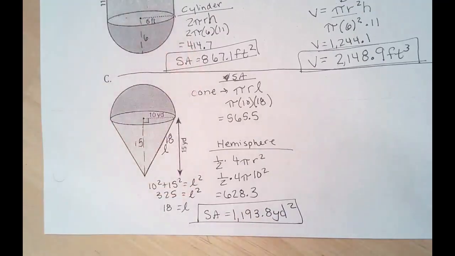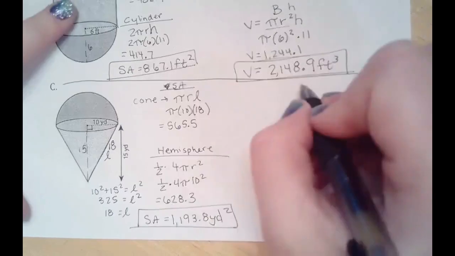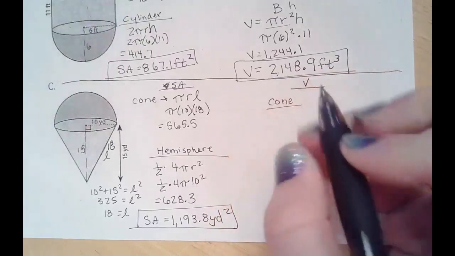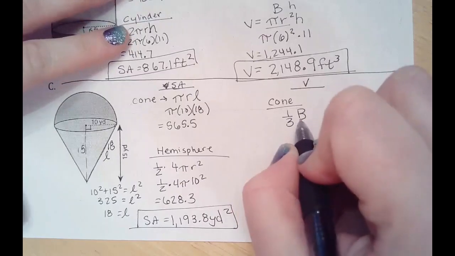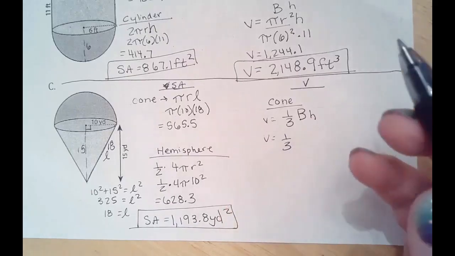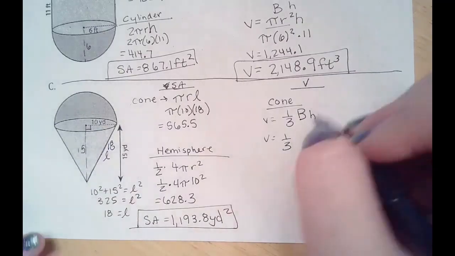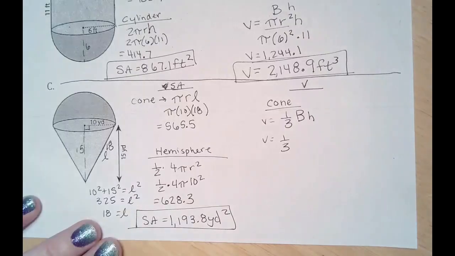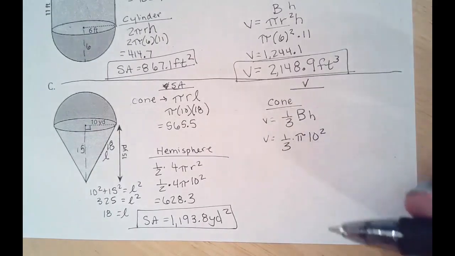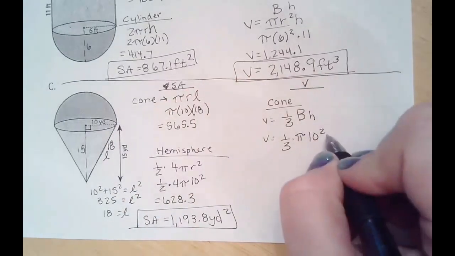Last chunk is volume. So if I was to fill this entire figure up, how much room do I have? Volume. Let's go ahead and start with our cone first. So our cone has a special formula. It's 1/3 times the base area times the height. So volume is 1/3. The base of our cone is a circle. So area of a circle is pi r squared. So times pi times r, which is 10, squaring that, times the height. So this is the entire height here, and we'll go ahead and use 15. It's not L or slant height, it's height.